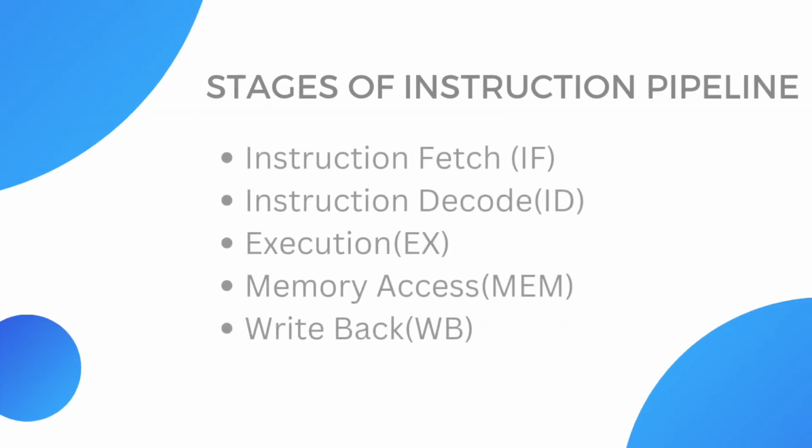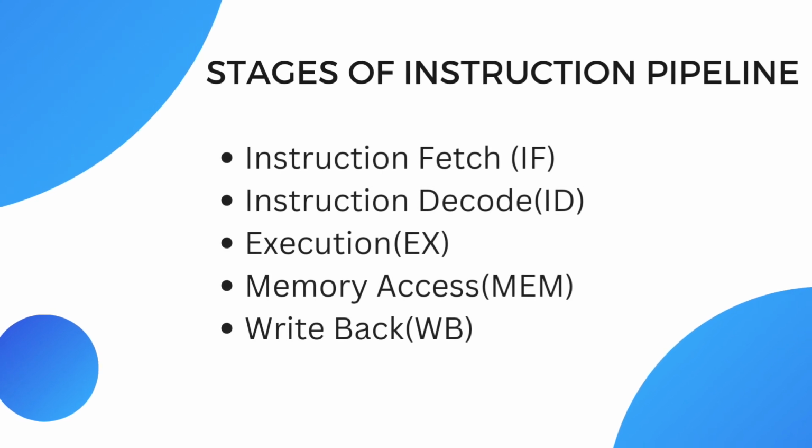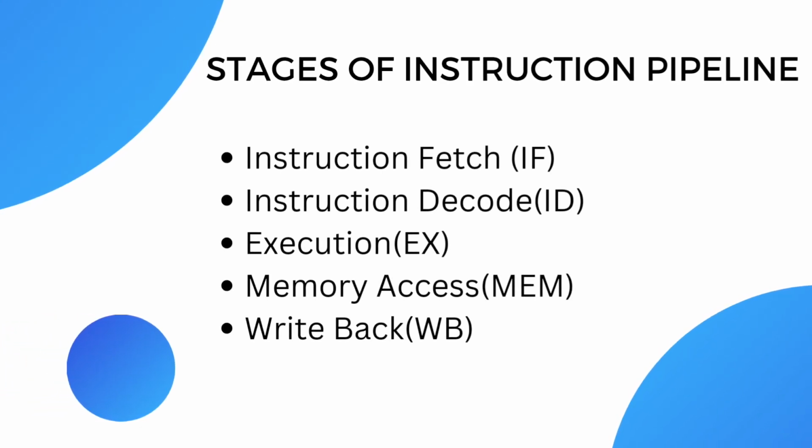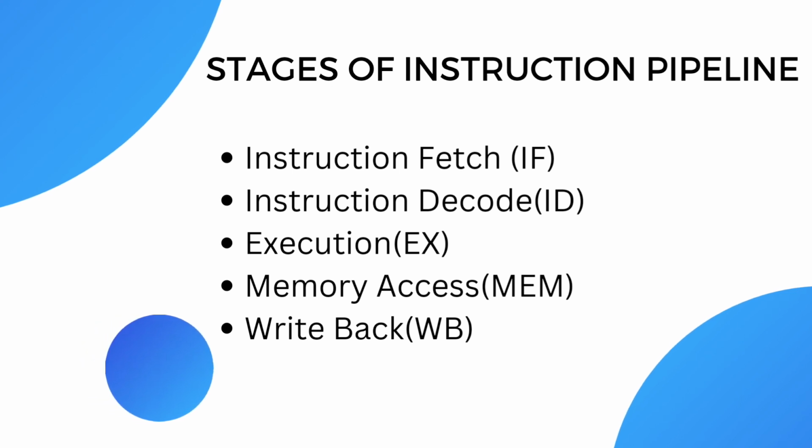Memory access. In this stage, the processor accesses the memory to read or write data. This stage is only necessary for instructions that involve memory access. If the instruction involves reading data from memory, the processor sends a memory read request to retrieve the data from memory. If the instruction involves writing data to the memory, the processor sends a memory write request to store the data in the memory.